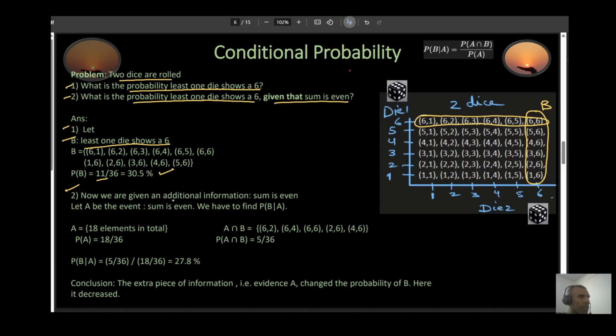Now we are given additional evidence, another piece of information, that the sum is even. So let A be the event that your sum is even. In this case, we have to find the probability of B given that A has taken place, and we'll be using this formula right here. To use this formula, you need to know the numerator and the denominator. So let's calculate A first. There will be 18 elements in total.